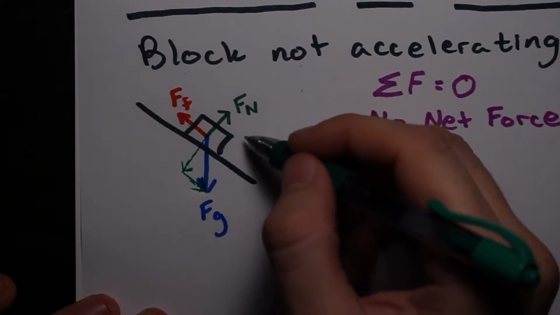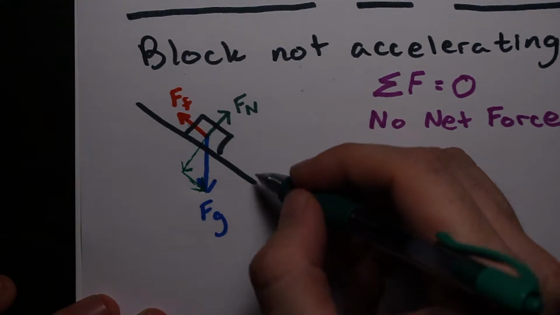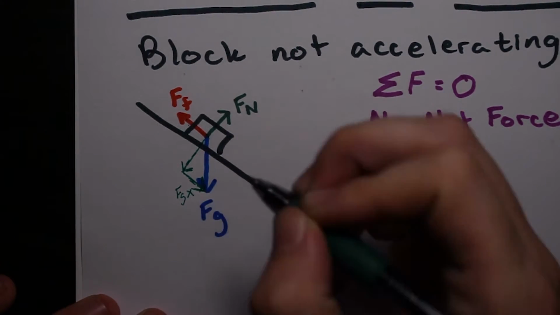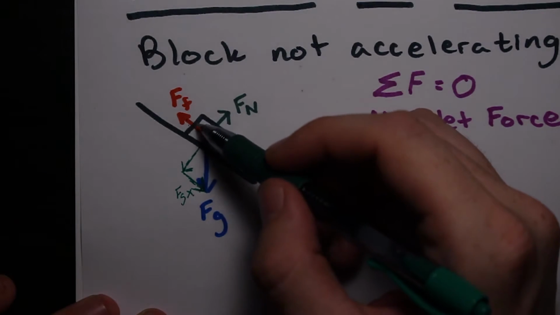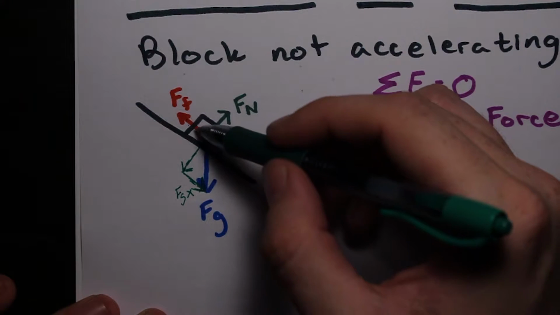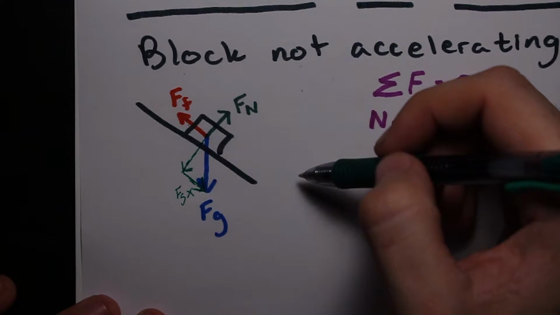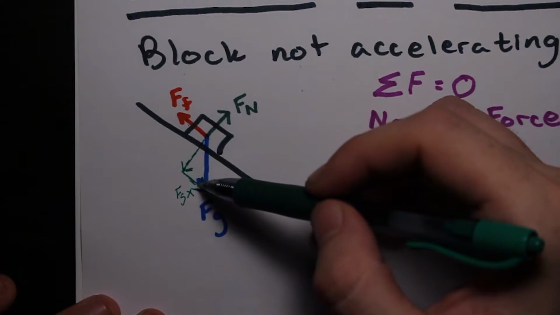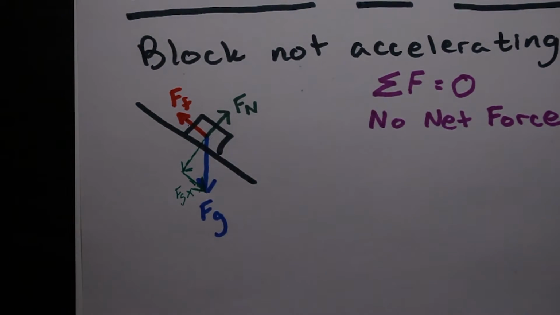And since we've switched up our coordinate system to where going down the ramp is now the x direction, this would end up being called F of gravity x, FGX, force of gravity in the x direction. And the force of friction and the force of gravity in the x direction need to be equal and opposite for there to be no acceleration. So therefore, if the block is not accelerating, force of friction and force of gravity in the x direction are equal and opposite.